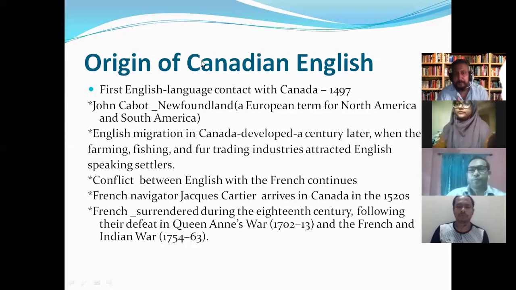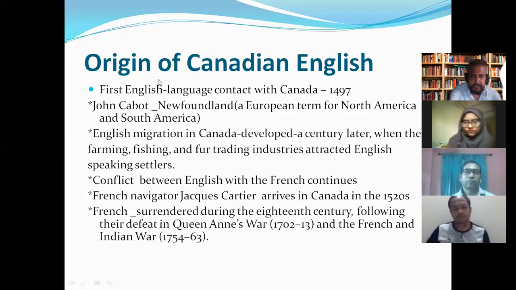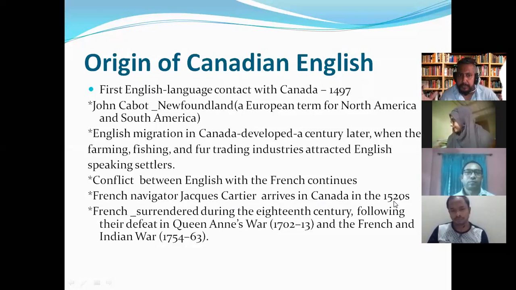So French people also came to Canada, and there was another navigator, and his name is Jacques Cartier. Can you see the screen? Jacques Cartier arrived in Canada in the 1520s. So John Cabot from England came to Canada in 1497, but Jacques Cartier, he is from France, and he went to Canada in the 1520s.